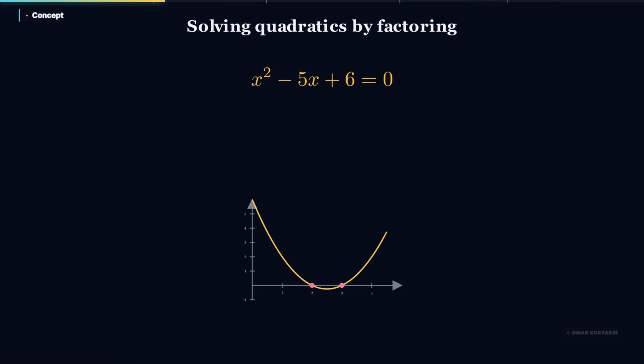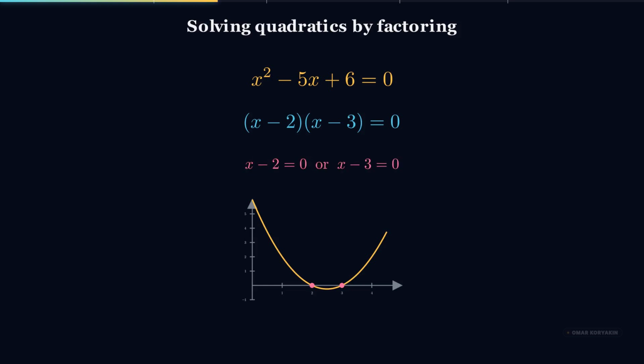Take x squared minus 5x plus 6 equals 0. The equation is already in the standard 0 on the right form, so factor. Find two numbers that multiply to 6 and add to negative 5. The pair is negative 2 and negative 3. The factor form is x minus 2 times x minus 3, all set equal to 0.